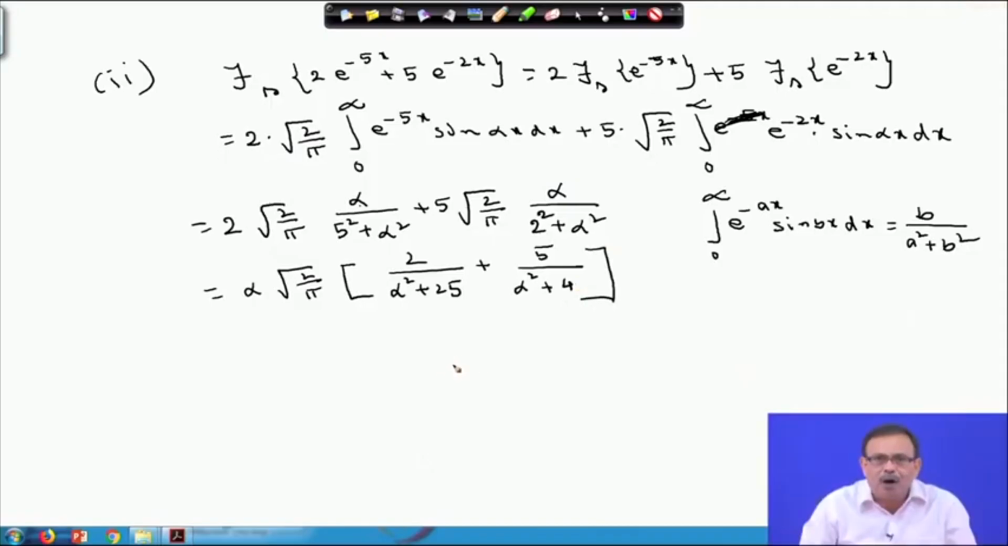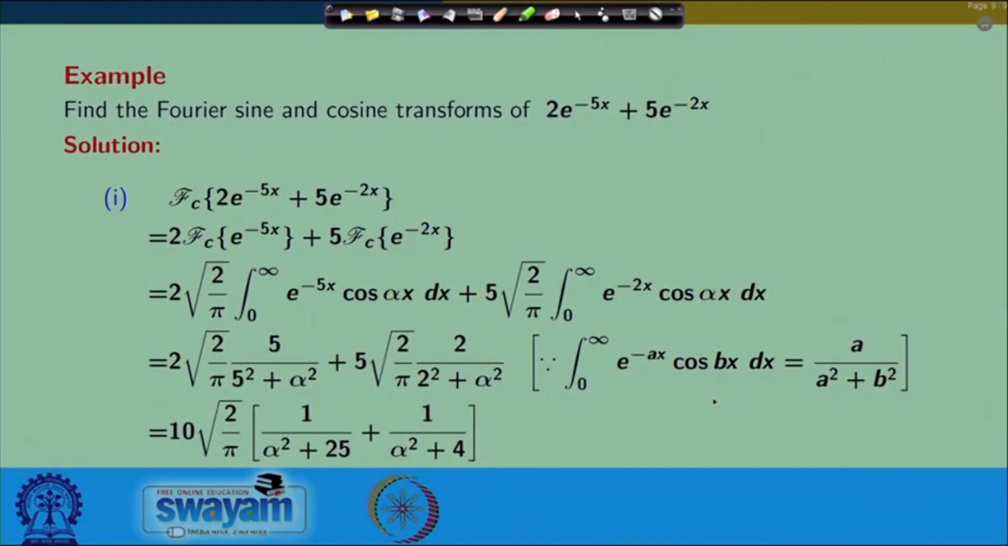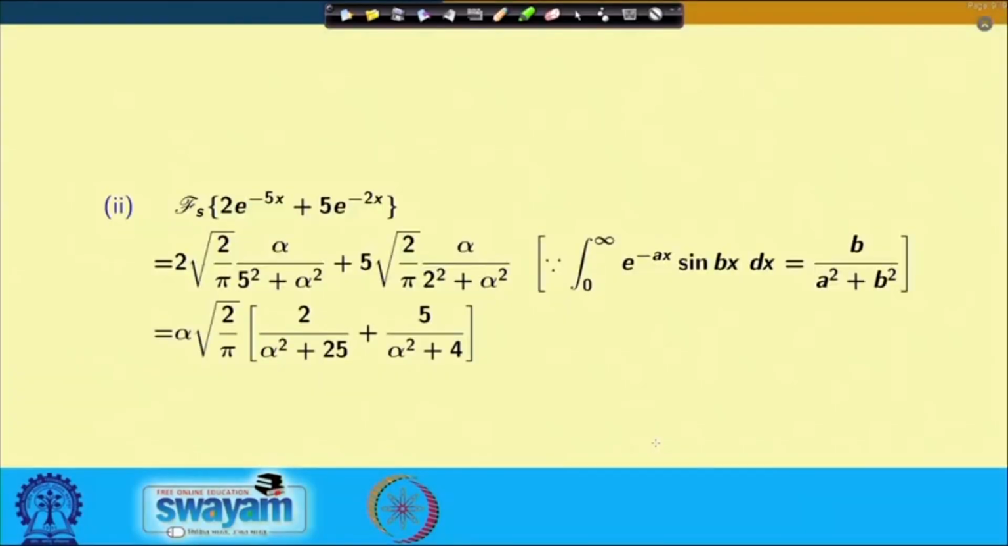So, the Fourier sine transform of twice e power minus 5 x plus 5 e power minus twice x is this result. Let us see this thing. Here the Fourier sine transform is this, I have written directly, where we are using the value of the integral 0 to infinity e power minus a x sin b x dx equals b by a square plus b square. You will get this result, and if you simplify, you will obtain the result as this one.